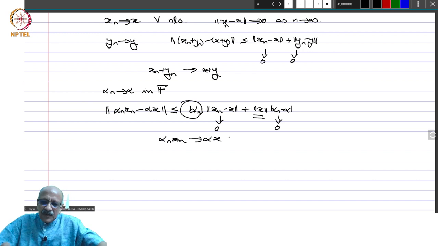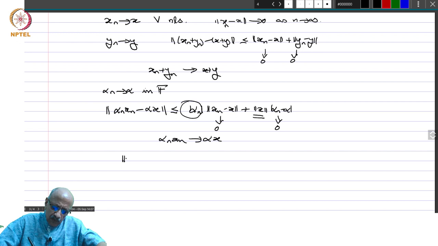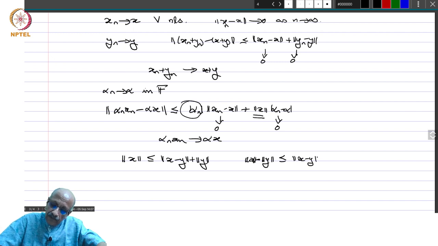The norm itself is a continuous function in this vector space, because if you are given two vectors x and y, by writing x equals x minus y plus y, you get by the triangle inequality that norm x is less than or equal to norm of x minus y plus norm y, or norm x minus norm y is less than or equal to norm of x minus y.